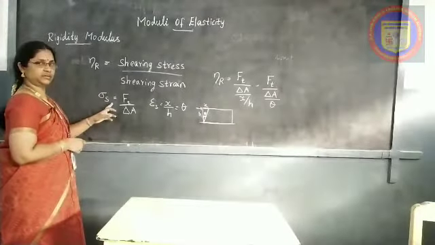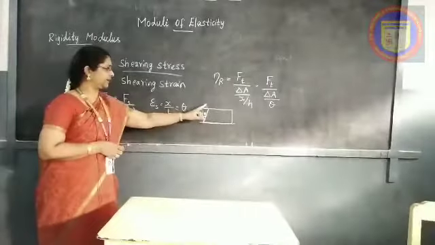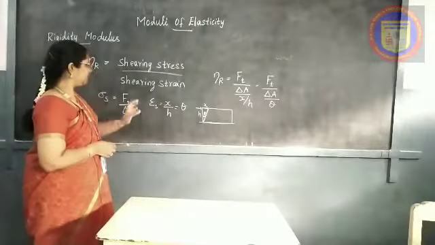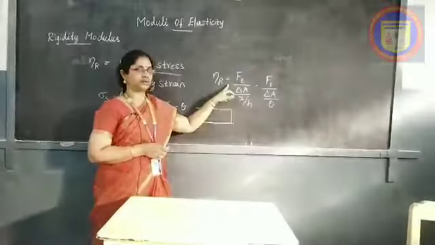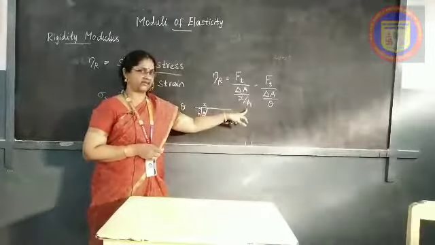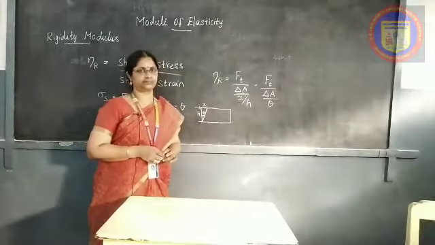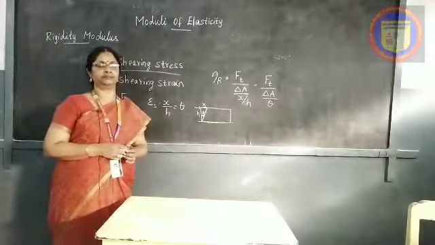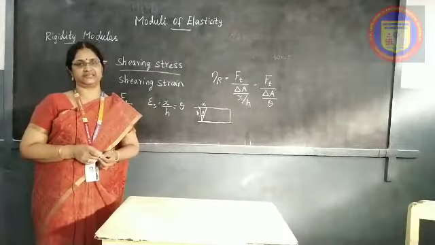So sigma s is equal to Ft divided by delta A, and your epsilon s is equal to x by h, which can be taken as theta. When we substitute these two values in the given equation, I will get eta r equal to Ft divided by delta A, divided by x by h. So this can be written as Ft divided by delta A, divided by theta. By knowing this value, we are able to find the rigidity modulus of the given material. As the value increases, the twist is going to be very less.